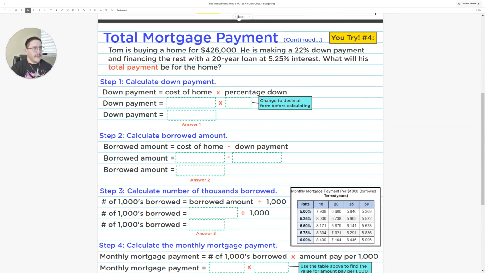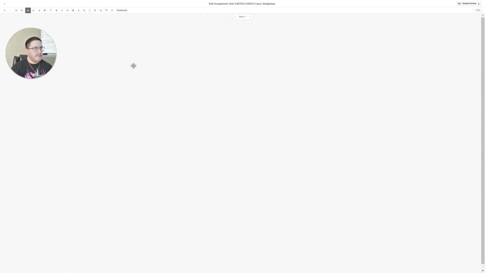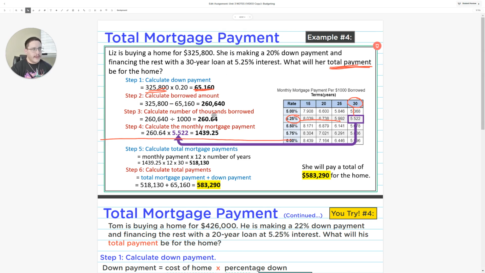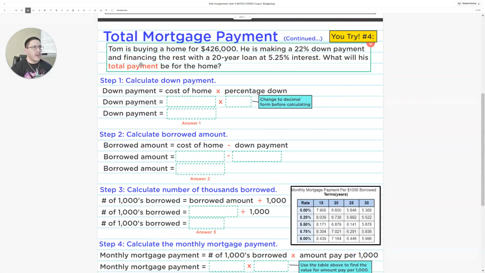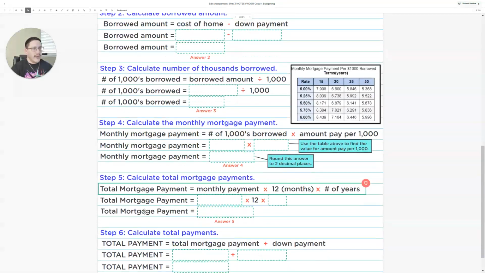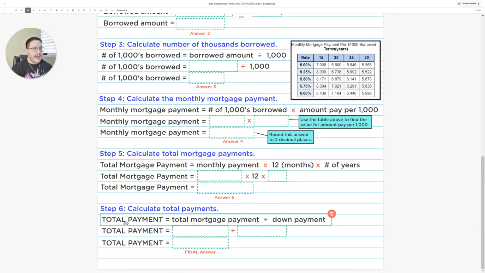So again, this is You Try number 3. This is the problem that we've done with Tom, except now, instead of finding the monthly mortgage payment, we want to find the total payment. So the first 4 steps, steps 1, 2, 3, and 4, are all going to be the same, except now we're going to add in steps 5 and 6.